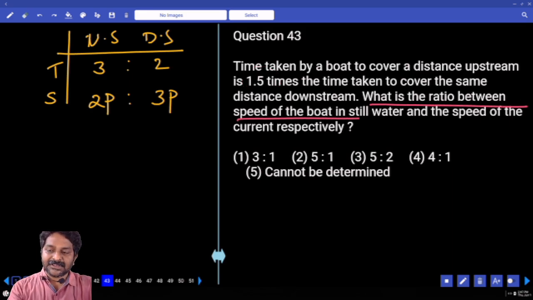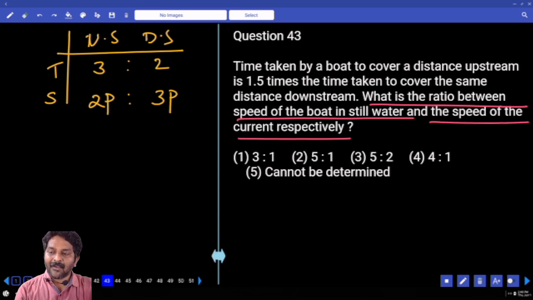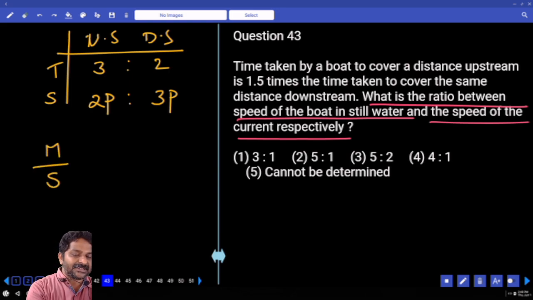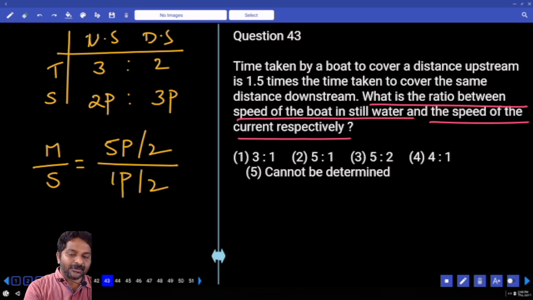That means upstream speed is two parts, downstream speed is three parts. What is the ratio between the speed of the boat in still water and the speed of the current? We were asked to calculate the ratio, right? Speed of the boat in still water and speed of the current, which is S. When you know upstream speed and downstream speed, how do you get man speed? Sum divided by 2, correct? And how do you get stream speed? Difference by 2. By 2, by 2 gets cancelled.